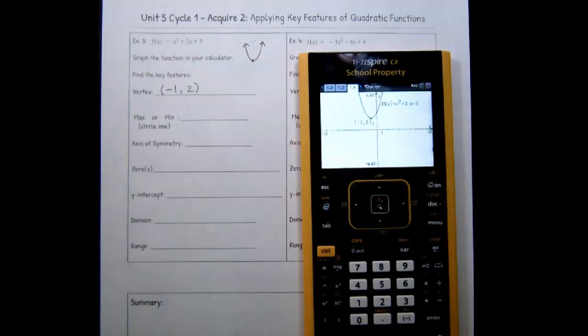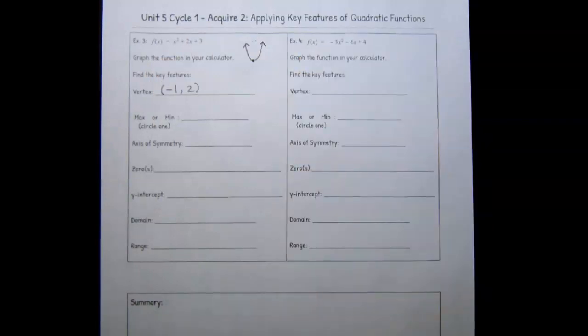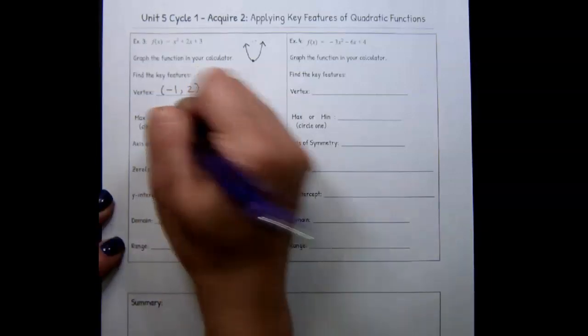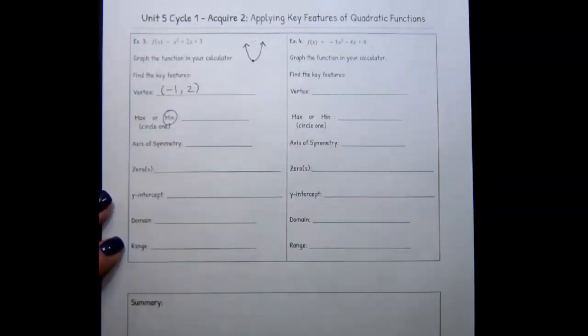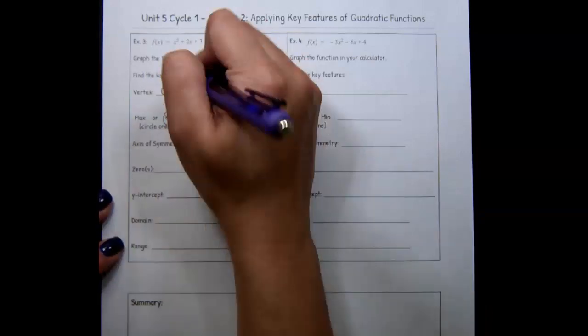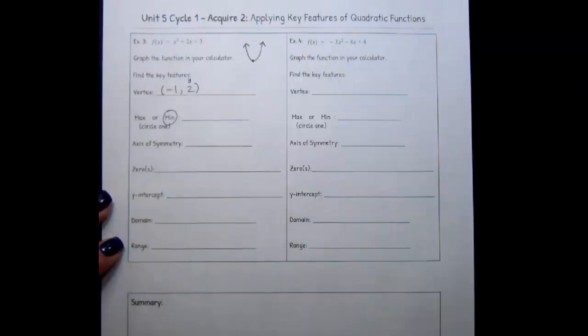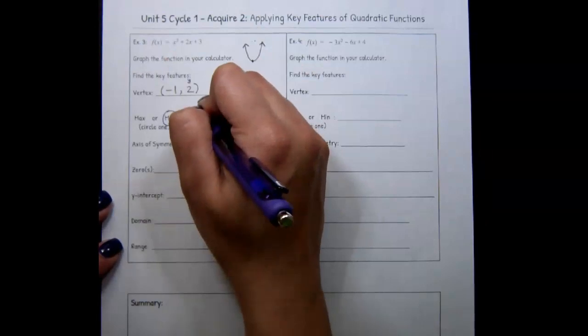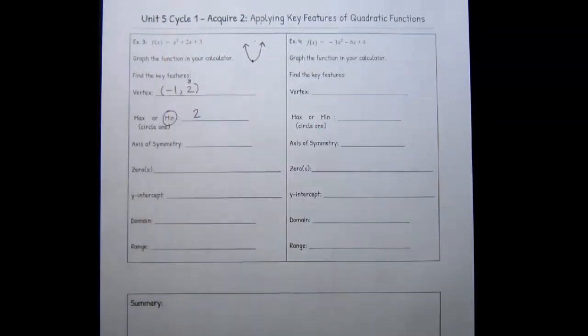Now, once I have that number, I already have 2 things, and hopefully you remember this from last time. From my graph, I know that this is a minimum. So I'm going to circle minimum, and the minimum is only the y value. So this is my y value. So my y goes here, for my minimum value is 2.